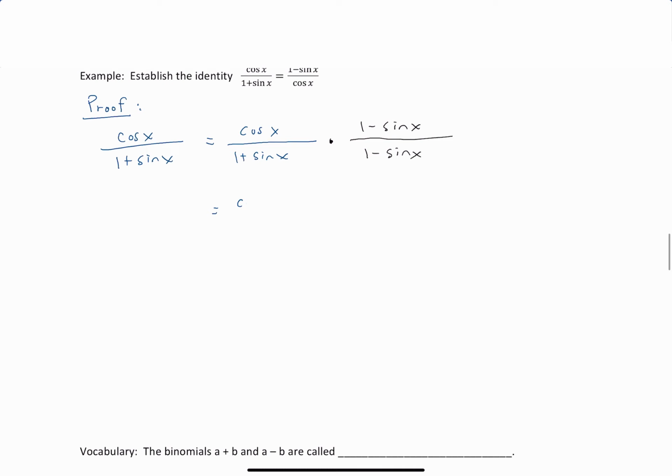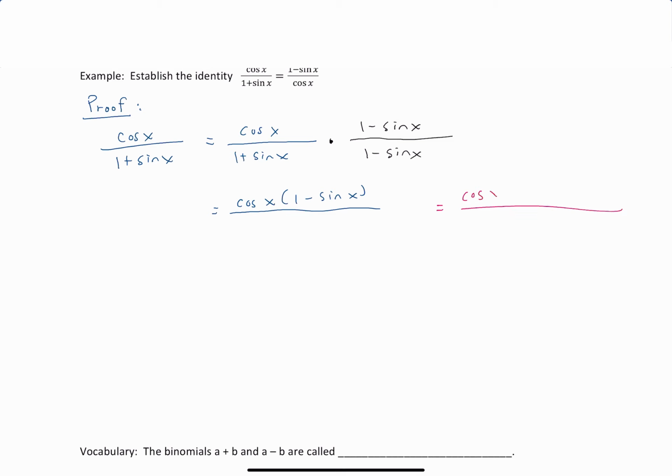On top I have cosine of x times 1 minus sine of x. Now I'm not going to distribute the cosine in, because with fractions I'm always thinking, oh, maybe I can cancel something. So I need factors. But down below, just writing 1 plus sine of x times 1 minus sine of x isn't going to help. In fact, I'll do this in red because it's not what you want to do.